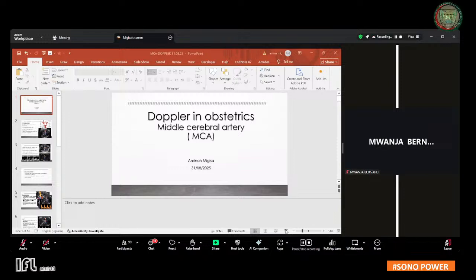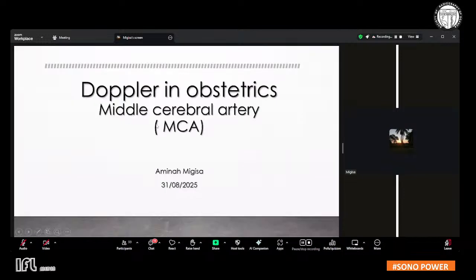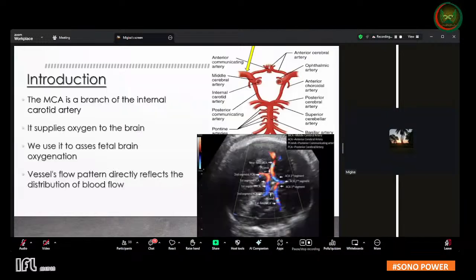Most of the stuff has been discussed by colleagues, so they've paved the way. I'm sure my part will be a bit easier. What is the middle cerebral artery?